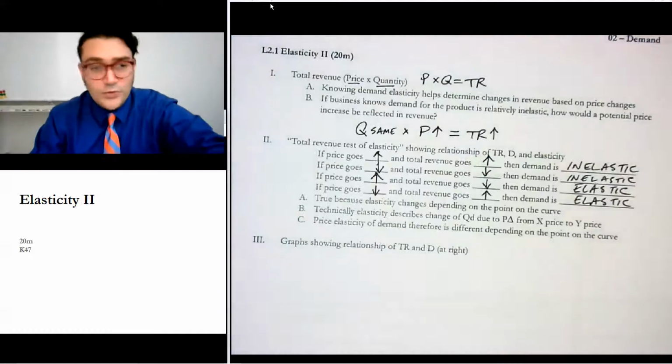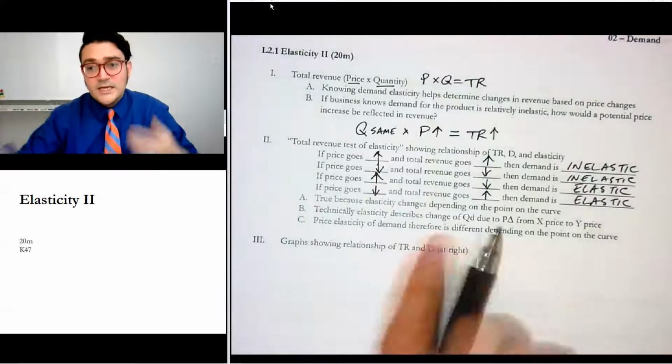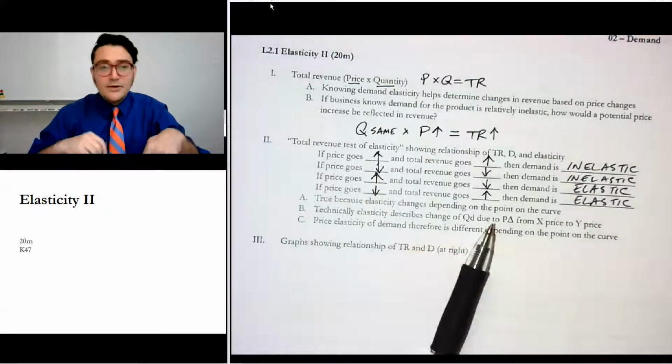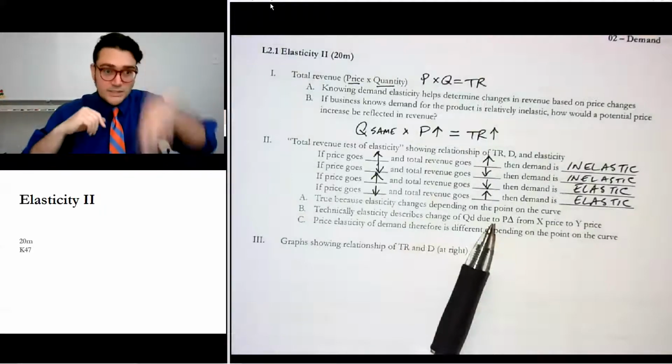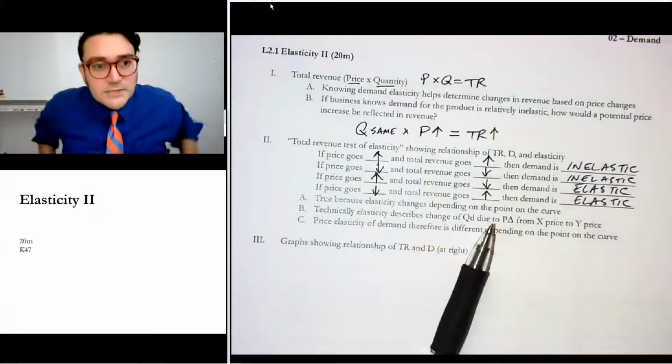Now, let's get back here. If you knew two of those three, then you can figure out the other one, right? So if I told you that the price is going down and you're in the elastic range, what's going to happen to total revenue? Well, it'll go up, right? Price goes down, total revenue goes up, you're in the elastic range.